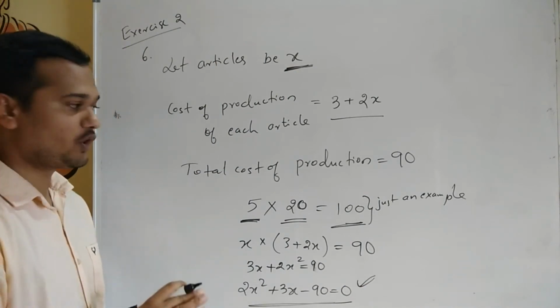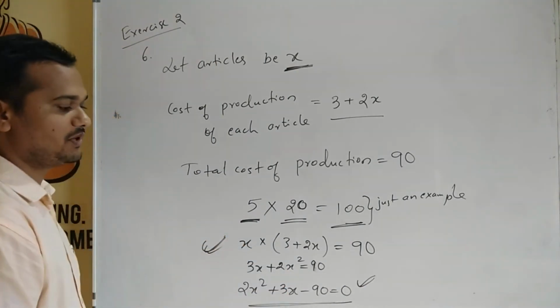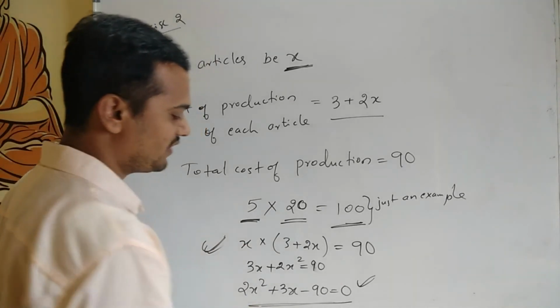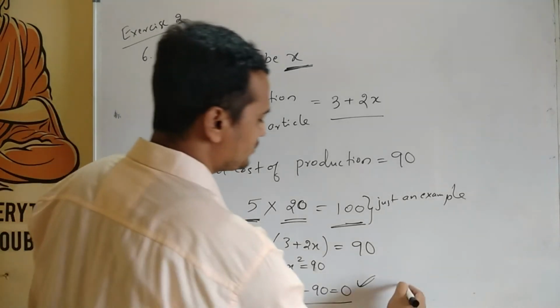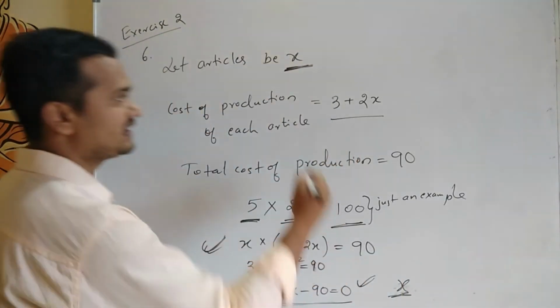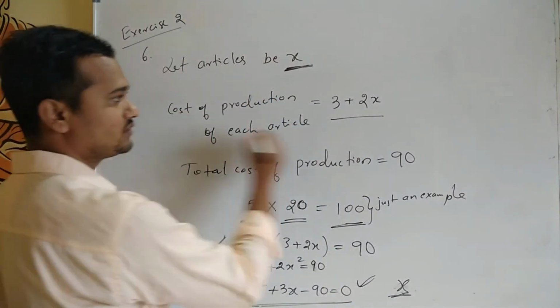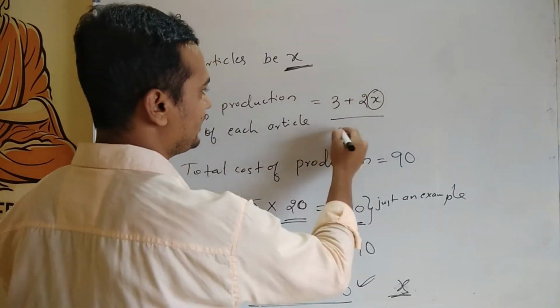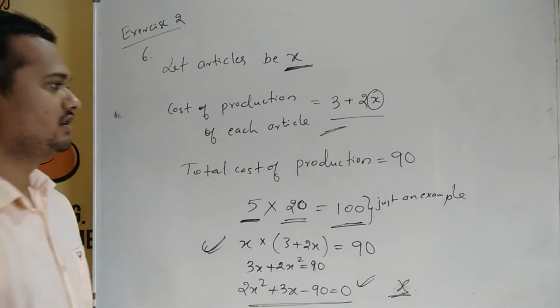So what is the important part here? This one, forming an equation. After that you can simplify this one, and then this one can be simplified easily, either one of the methods. So after solving this, what will you get? You will get the x value. What is x? Number of articles. You need to find the cost of production of each article, so just substitute the x value here, then you will get the cost of production of each article.